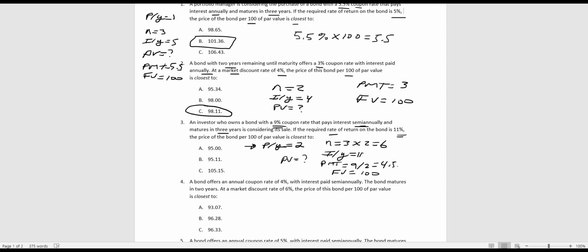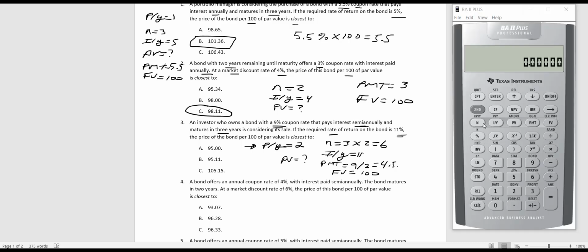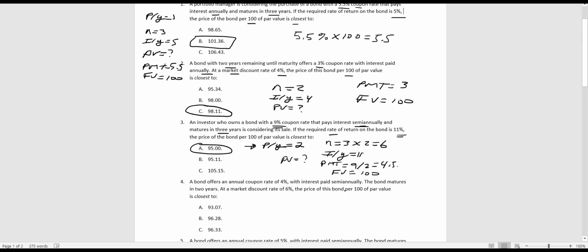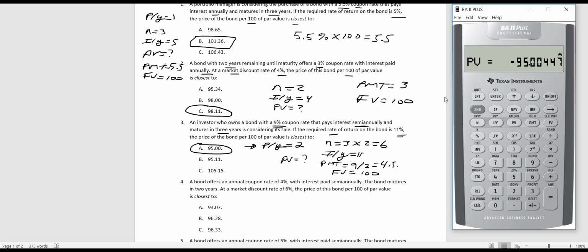So if we bring up the calc and just work through this, so let's just check. Second PY, yeah, we've got it set for semi-annual. And so let's just work through it. It's going to be 6 N, and required rate of return is 11 IY. The payment is going to be 4.5 payment, 100 future value, and we're going to compute the present value. We've got 95.00. Okay, so it's closest to 95.00.